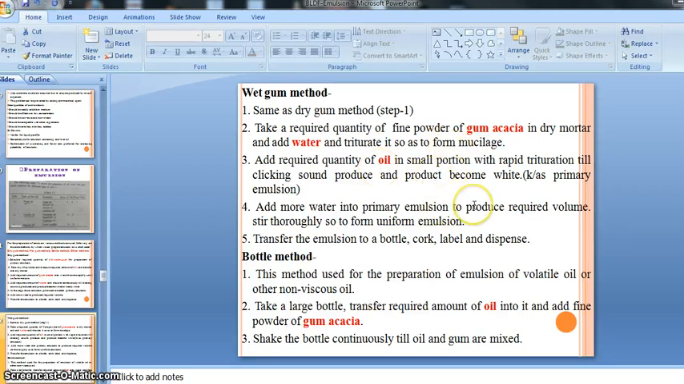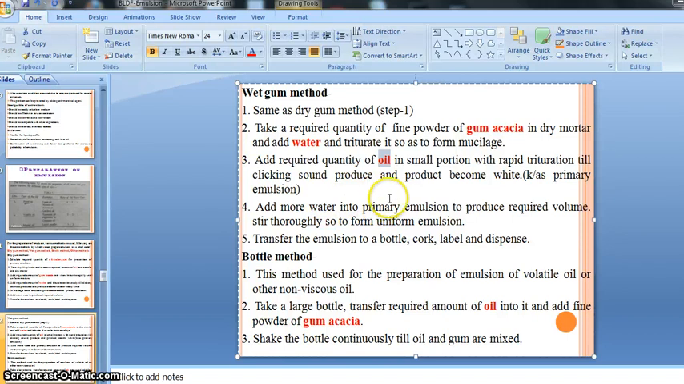Afterward, our wet gum method has quite a difference from the dry gum method, in which first of all we have to take the gum, afterward water, then finally oil. So this is the sequence, and that sequence makes the wet gum and dry gum methods different, right? In the wet gum method also we use the mortar and pestle for trituration purpose, or mixing purpose.